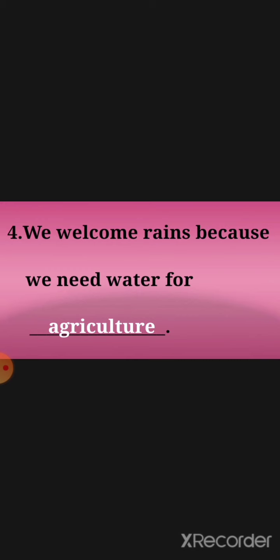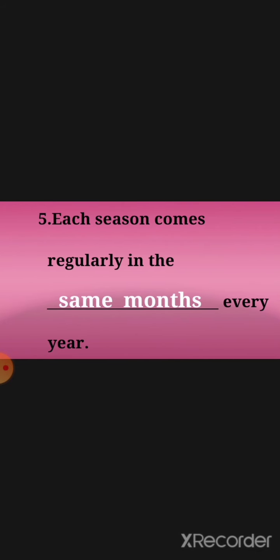Okay, children. Now, fifth one. Each season comes regularly in the dash every year. The answer is same months. S-A-M-E. Same. M-O-N-T-H-S. Months. Same months. Because the monsoon winds bring the monsoon rains in the same months every year. Not only the monsoon season, the summer season and also the winter season come in the same months regularly.